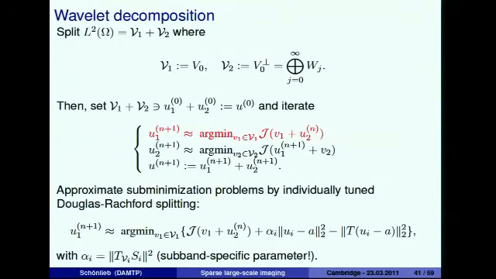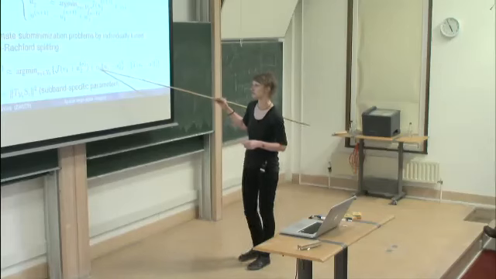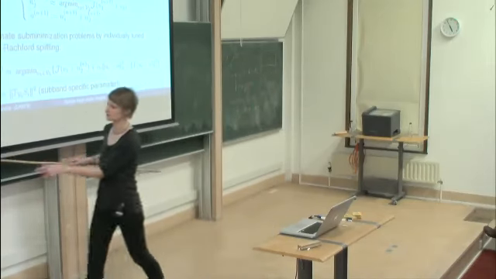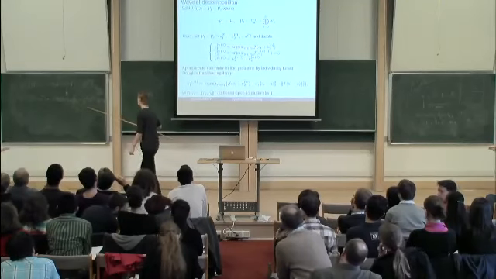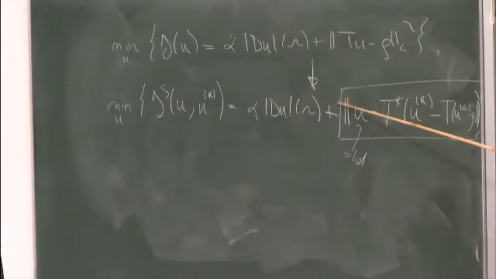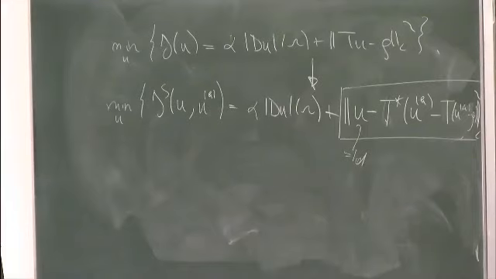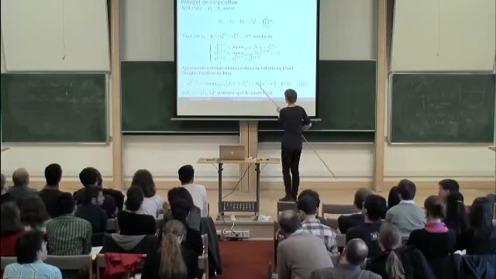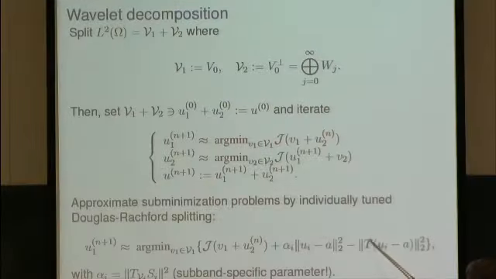And in particular, what we do is we additionally precondition each of these subspace minimization problems by the same thing that we have done before, by the surrogate functionals here. But now we are constructing these surrogate functionals by introducing an additional sub-band specific parameter alpha I, which makes basically the operator T on each of these subdomains better conditioned. Okay, so this is basically what we do here.